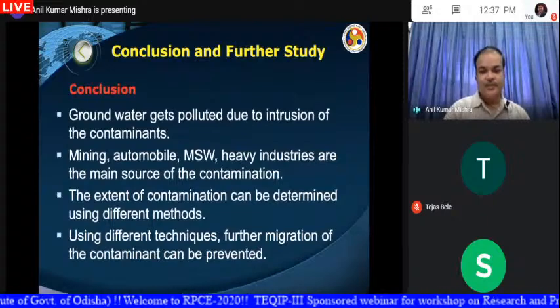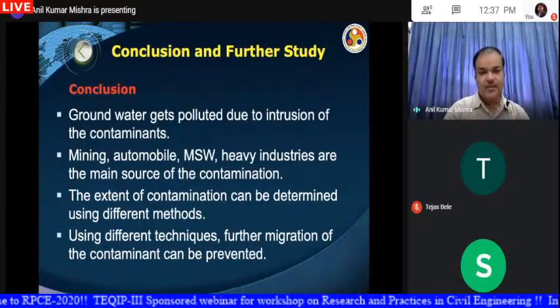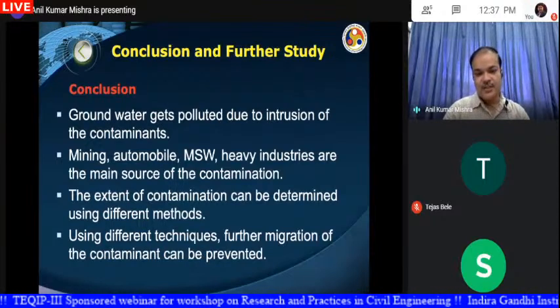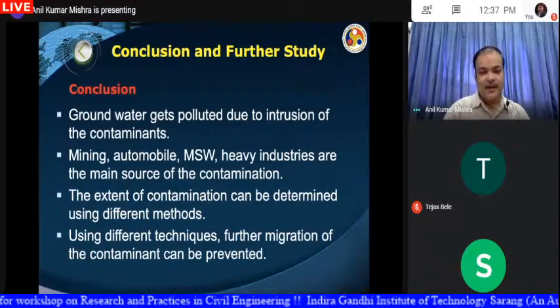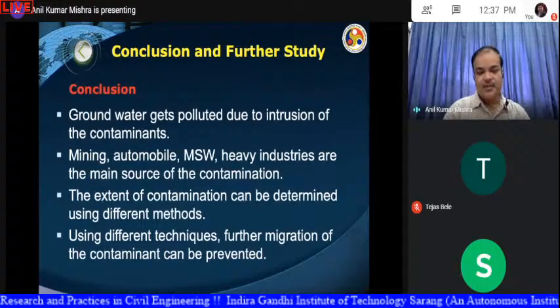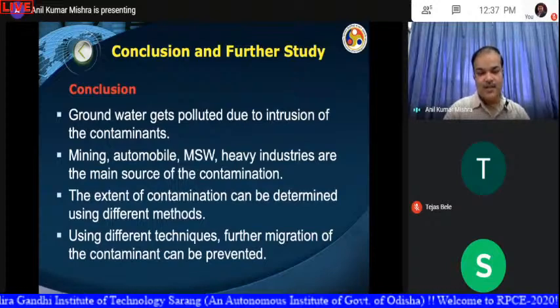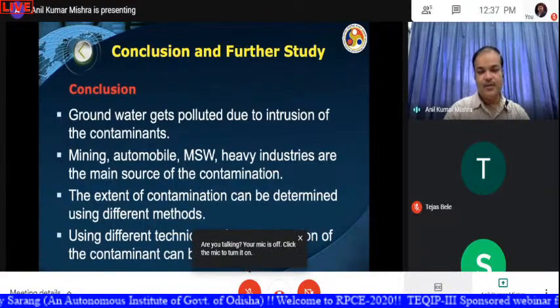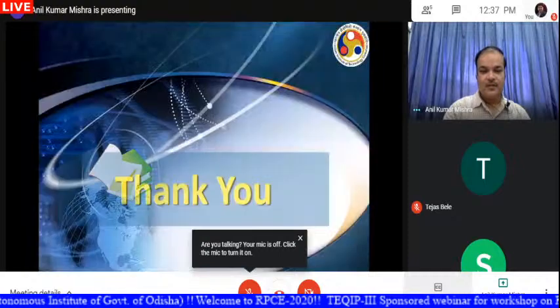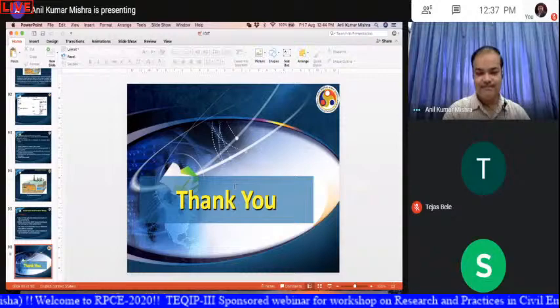The conclusion from this is that groundwater can be polluted due to the intrusion of contaminants. The sources are mining, automobiles, municipal solid waste, and heavy industries, and the extent of contamination of the groundwater as well as soil can be determined using different techniques. Once we know what kind of contaminants it has, whether they are movable or immovable, then different techniques will be used. So this is the end of the presentation. Thanks for your patience.